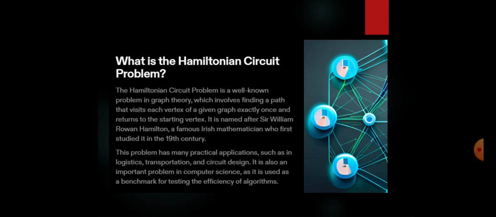So first, what is the Hamiltonian circuit problem? Actually, in the Hamiltonian circuit problem, we have to start a travel from a city, visit all the remaining cities exactly once, and come back to the same location. That is what we call a Hamiltonian circuit. So the Hamiltonian circuit problem is a well-known problem in graph theory which involves finding a path that visits each vertex of the given graph exactly once and returns to the starting vertex. This is the main basis of the Hamiltonian circuit problem. The practical application of this problem is that it is mainly used in logistics, transportation and circuit designing.